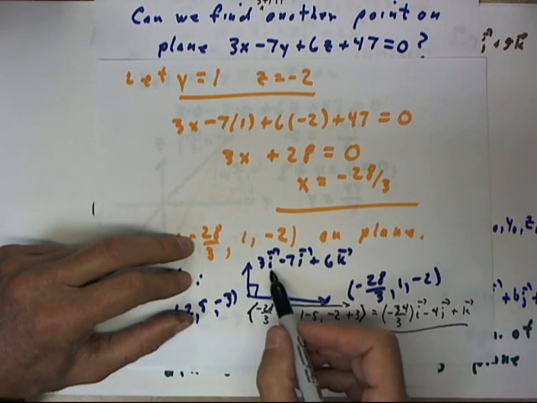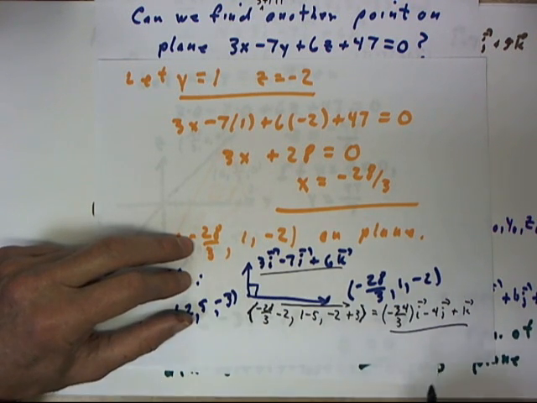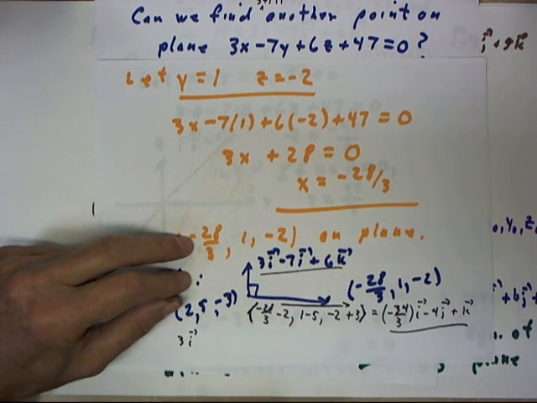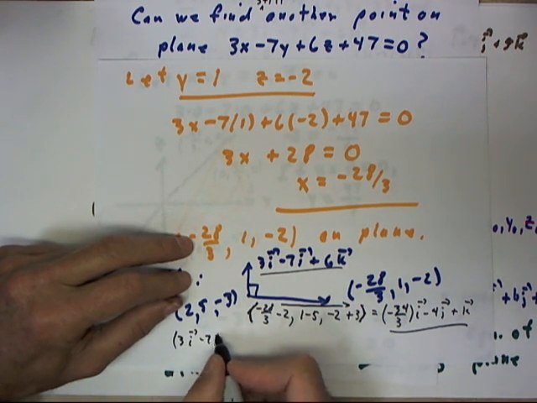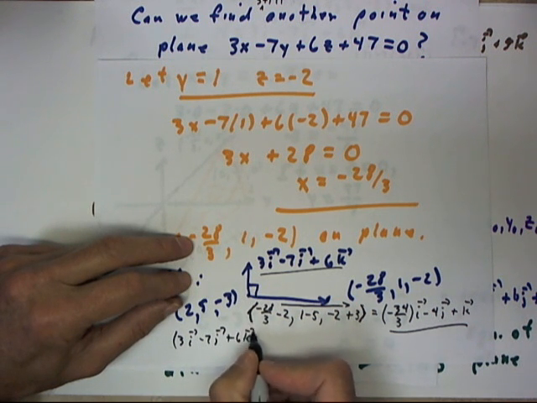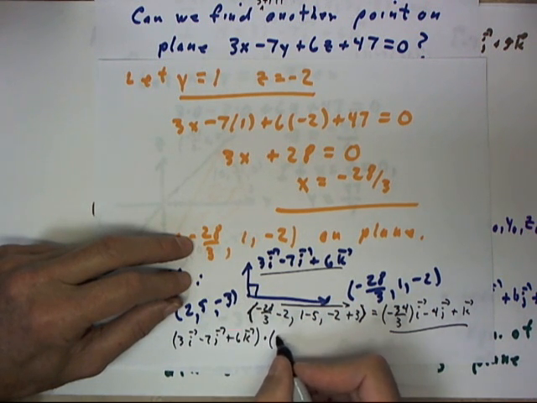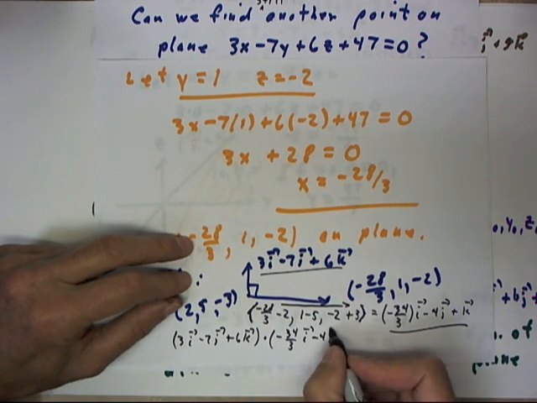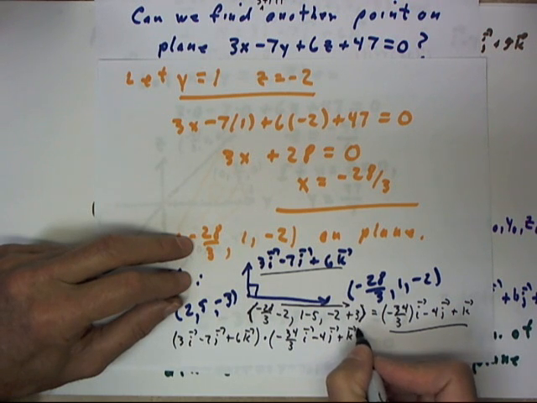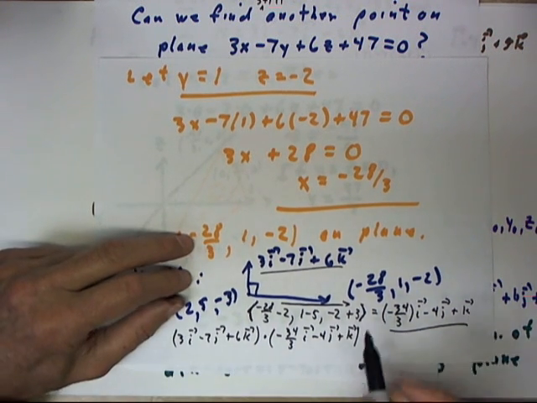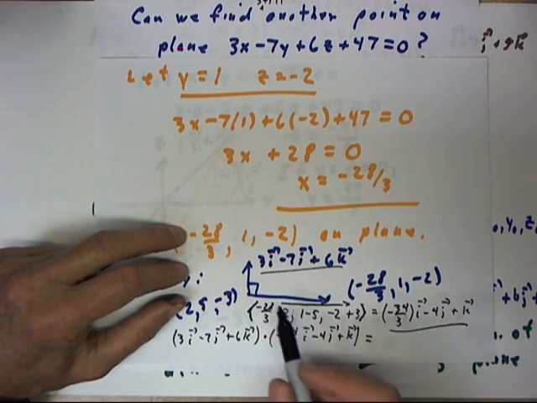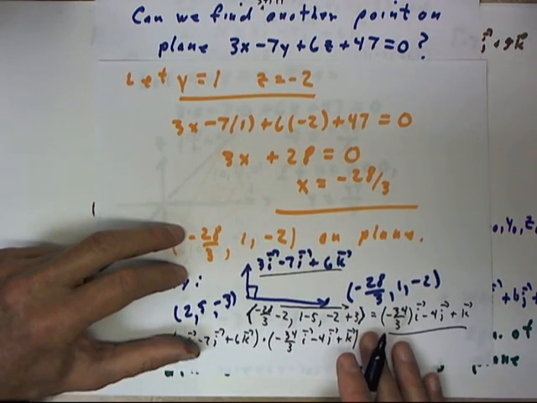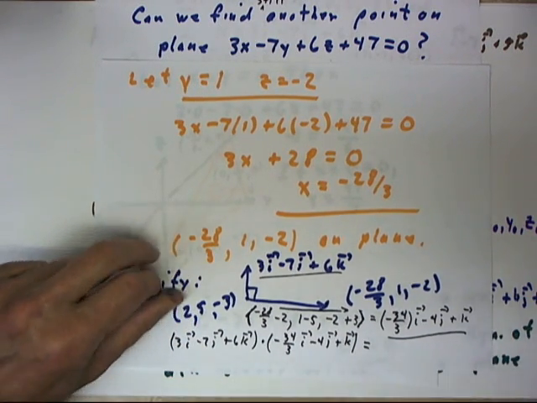Now the question is, is this vector perpendicular to this vector? If we take the dot product, 3i minus 7j plus 6k dotted with -34 thirds i minus 4j plus k. If this vector is perpendicular to this, then the dot product is going to be 0, and vice versa. If the dot product is 0, then the two vectors are going to be perpendicular.